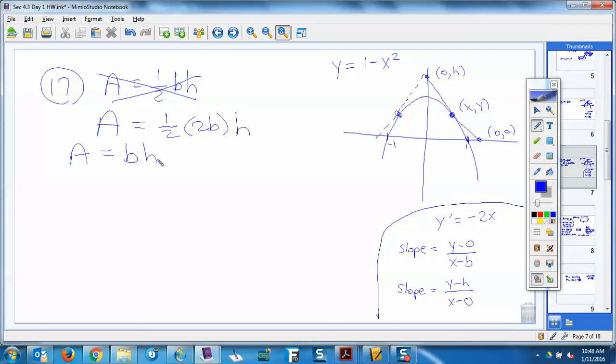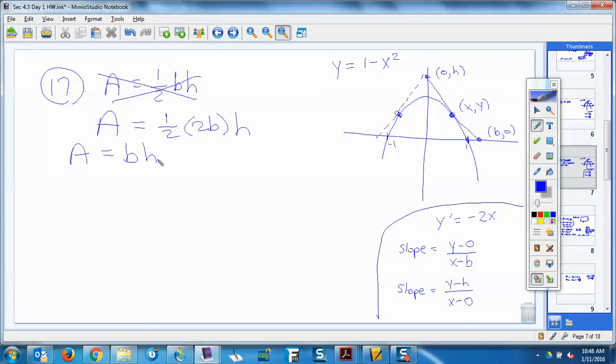So it's negative 2x. That's the slope of this line. Another way to get the slope of this line is the slope between 2 points. So let's pick these 2 points right here. So y minus 0 and x minus b. That would be the slope of this line.